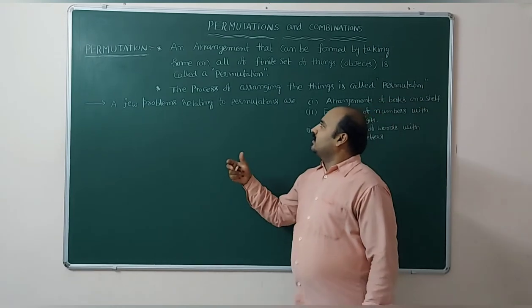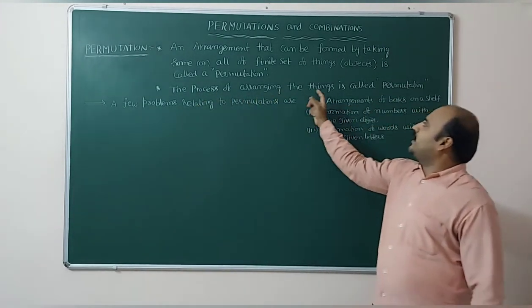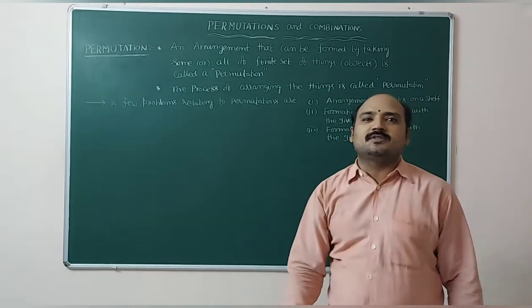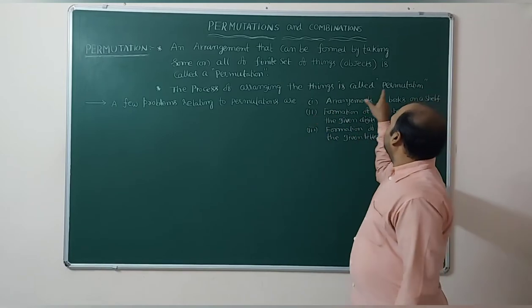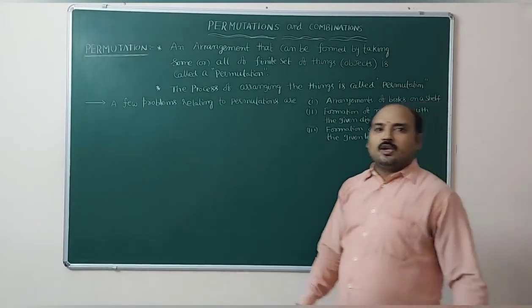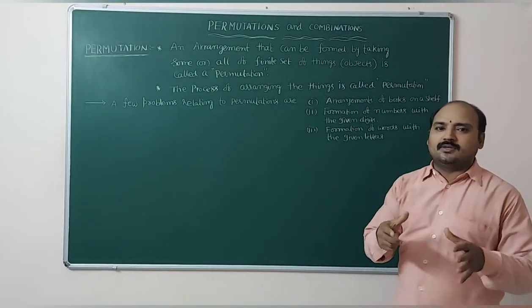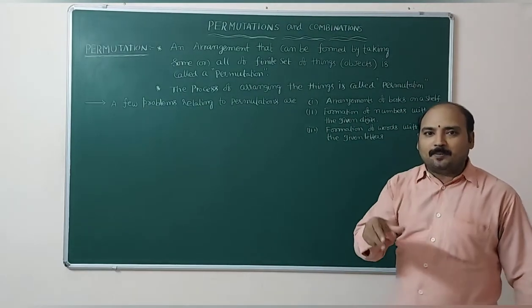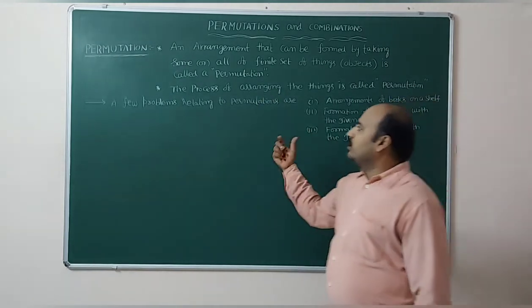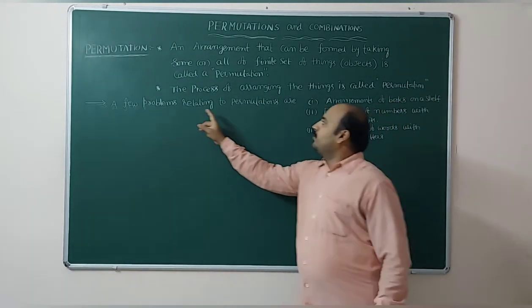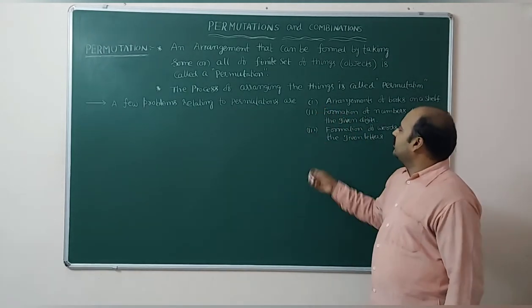So what is another definition? How will we define it? The simple definition is: the process of arranging things is called permutation. A few problems relating to permutations, how we are going to apply them, what are the examples regarding permutation, that I am going to explain here.